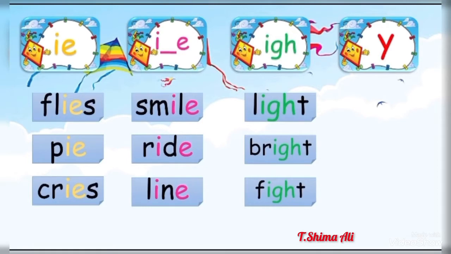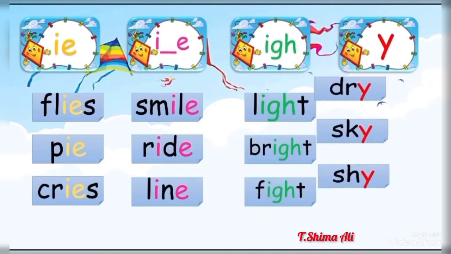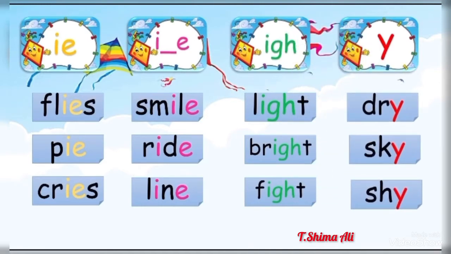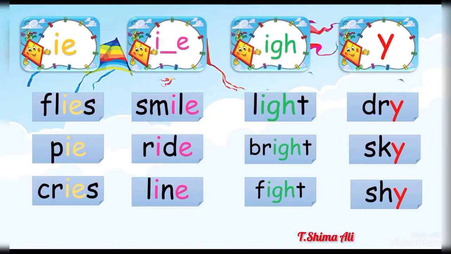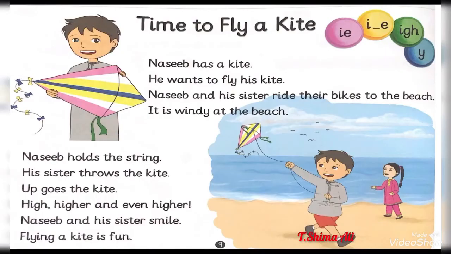Light, bright, fight. And then dry, sky, and shy. Okay, grade 2. So all of them have the same sound. We read it like I, I, I. Now try reading these words by yourself. Read them sound by sound. Okay? Let's move to our reading.